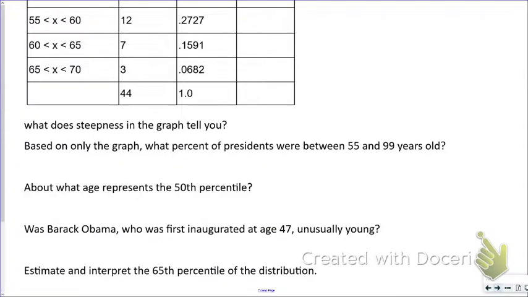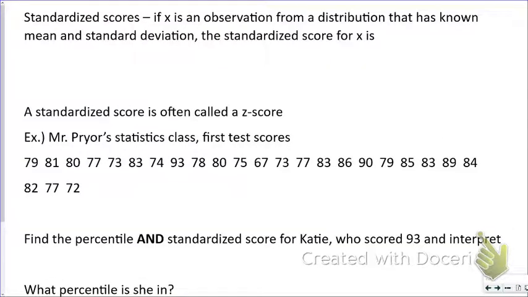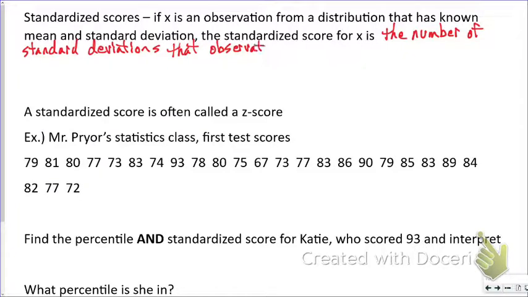Let's move on. We're going to talk about standardized scores. We just introduced this, and then we stopped. So a standardized score is the number of standard deviations that observation is from the mean. And we're going to call that a z-score.